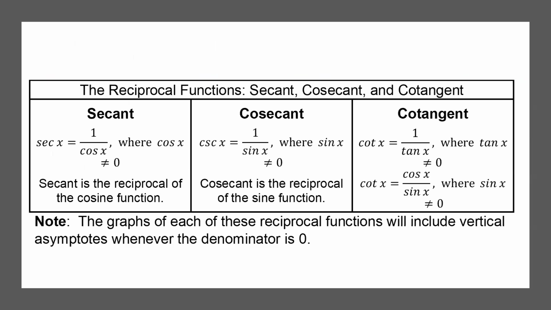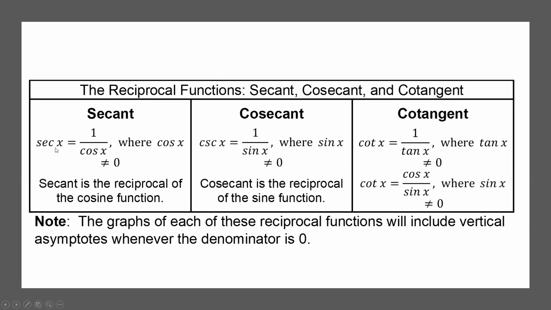All right, so our reciprocal functions: secant is 1 over cosine x. If you're using Desmos, you can just type in secant x. If you're using the handheld, you have to type in 1 over cosine x. Okay, so if you're using Desmos, you can type this in just fine. If it's the handheld, you actually have to type it in as its reciprocal.